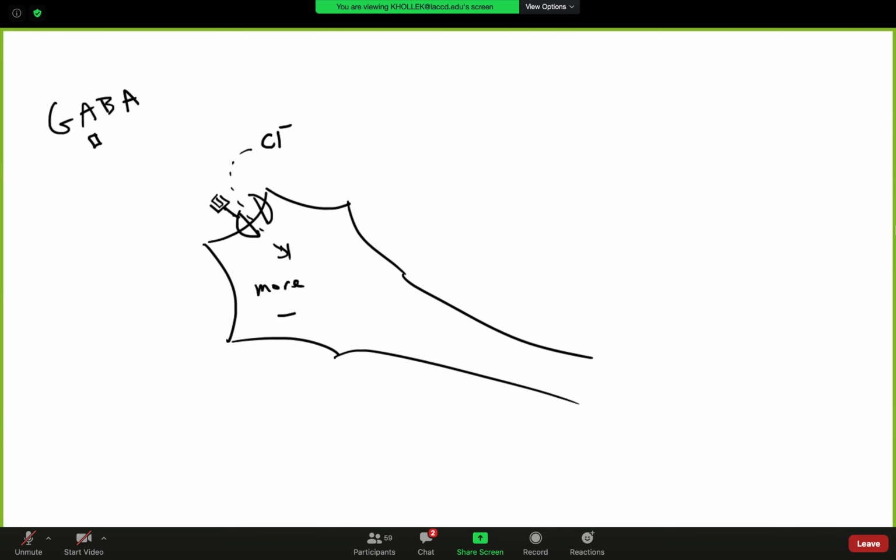All right, so we discussed the EPSP and IPSP. Are there any questions about EPSP and IPSP? Action potential more likely to happen or action potential less likely to happen? Any question on that? I have a question.